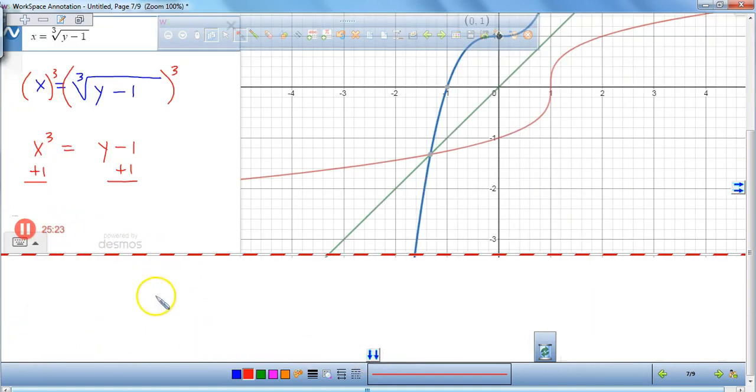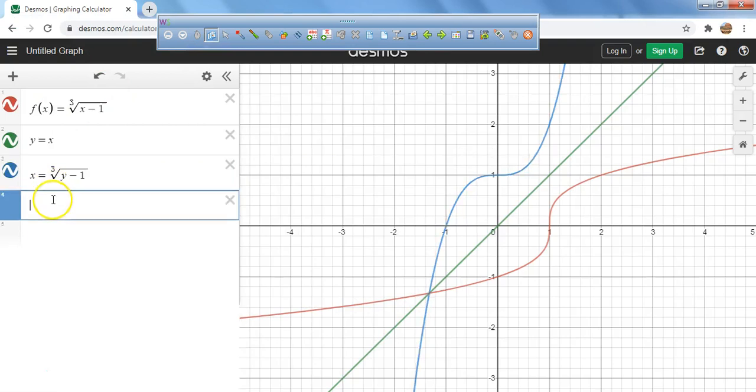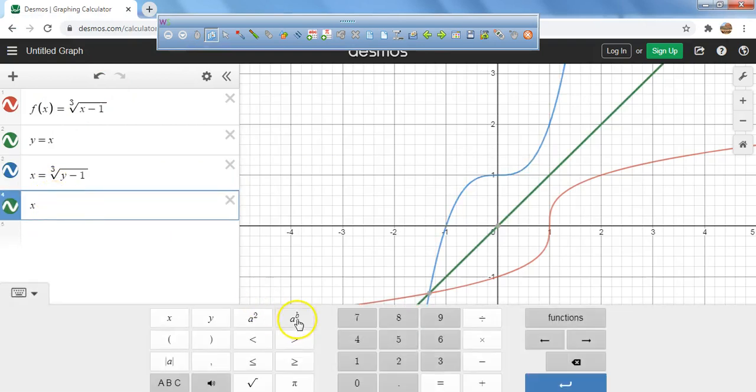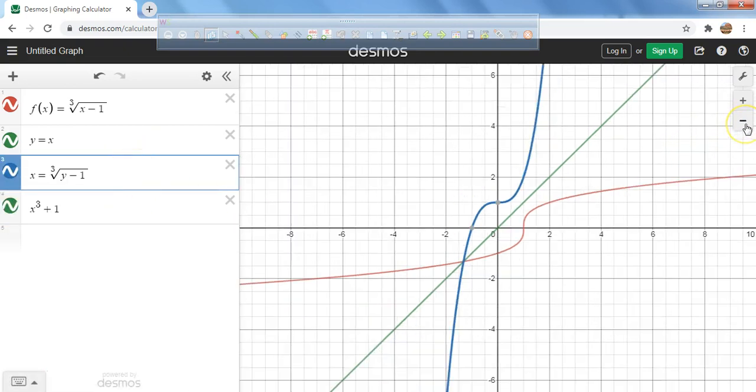Is that it? That's it. y equals x cubed plus 1. So we'd say the inverse of our function is x cubed plus 1. And that is our final answer. That is the inverse. Let's see if we got it right. Ready? x to the power of 3 plus 1. Yes! And it's awesome because you can see how it reflects perfectly across y equals x.